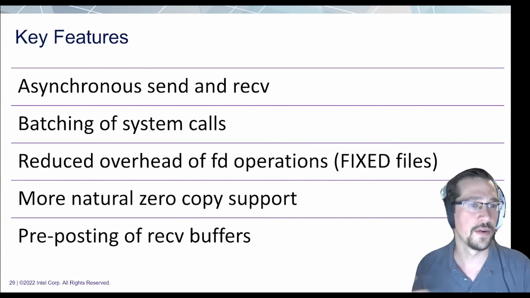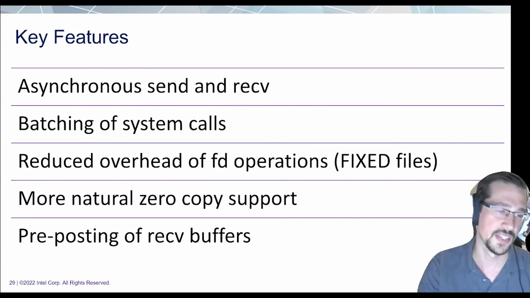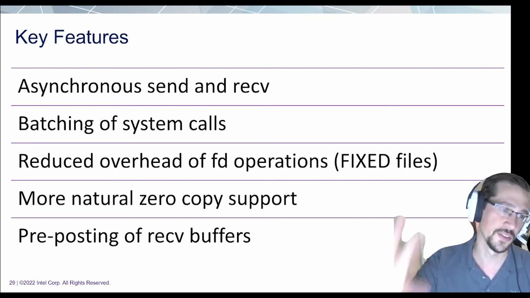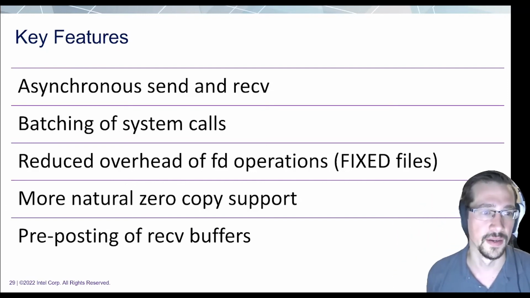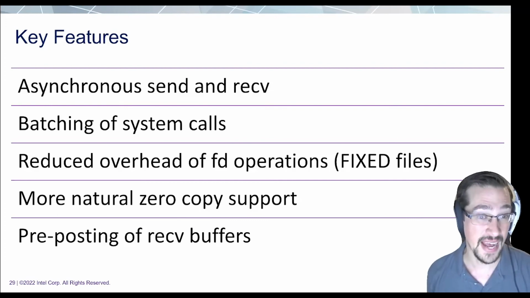So the key feature of io_uring is it lets you do asynchronous send and receive. You post a send to the kernel, it tells you when it's done. You post a receive to the kernel, it tells you when it's partially done. It also allows you to batch system calls.